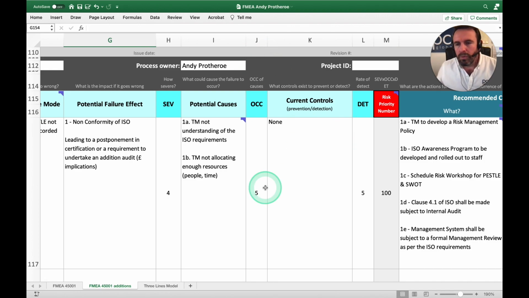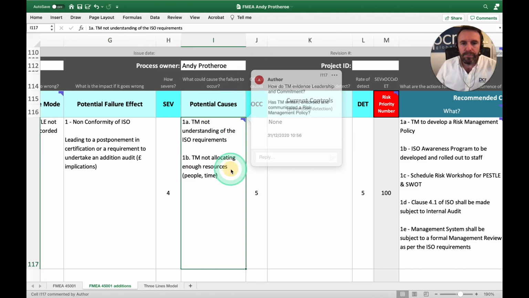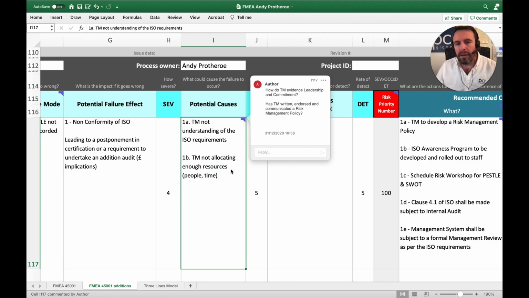So the next thing we would be wanting to look at is what would cause the failure. So what have I said here? I've got top management not understanding of the ISO requirements. And I've also put 1B, top management not allocated enough resources, people or time. There could be so many causes to this. Again, make sure you don't go in too deep. You have to be stopping at the right time. How do we know the right time? That again is going to be dictated by competence. I've added a note here. How do top management evidence leadership and commitment? Has top management written, endorsed and communicated a risk management policy?